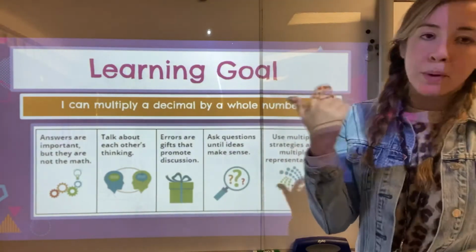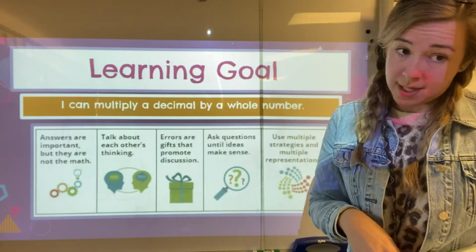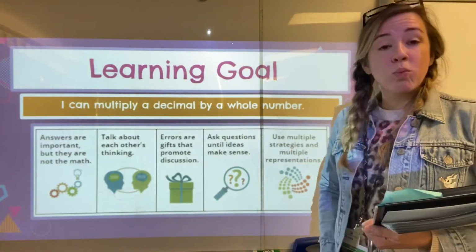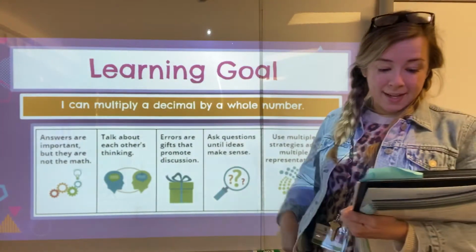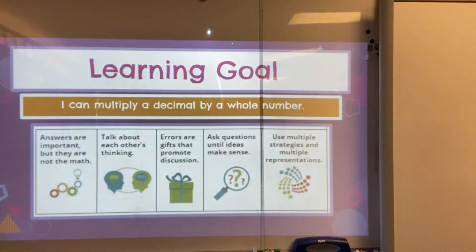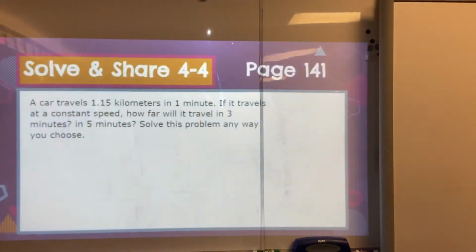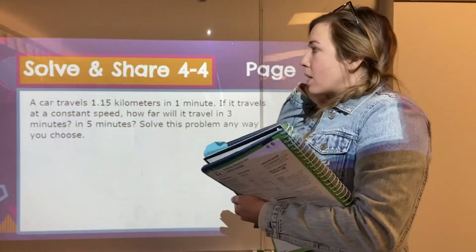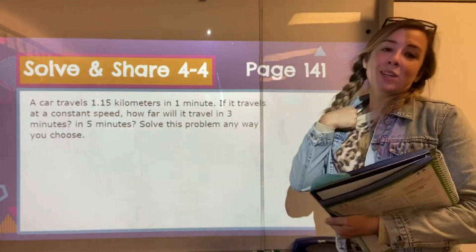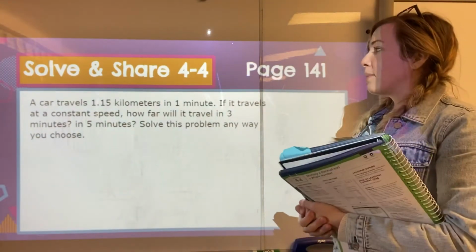If you don't have your workbook or a pencil, I want you to go grab your workbook and a pencil, and then we are on page 141 with our solve and share. Okie dokie, let's go ahead and read our solve and share. I'm going to pause it, let you guys give it a try, and then we will talk about it all together.